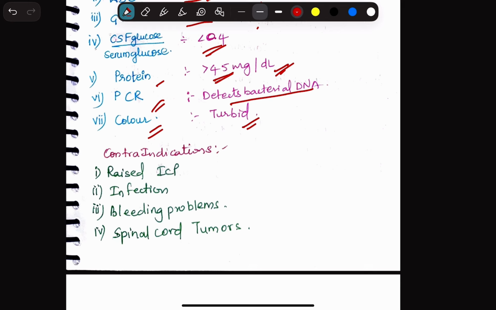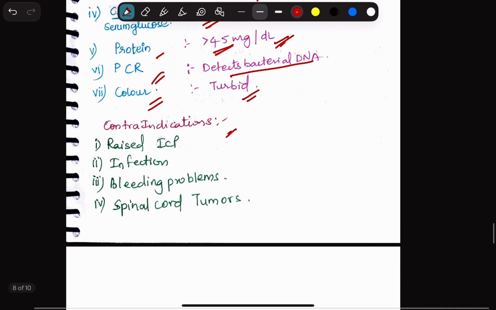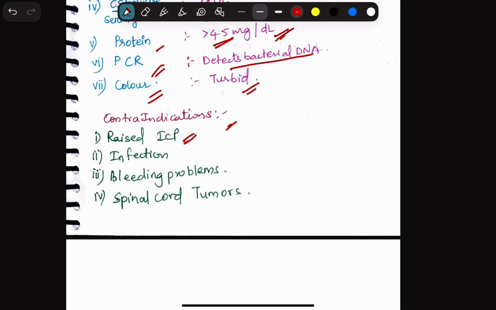What are the contraindications of lumbar puncture? That would be raised ICP. If we conduct a lumbar puncture in a raised ICP condition, there would be uncal herniation.